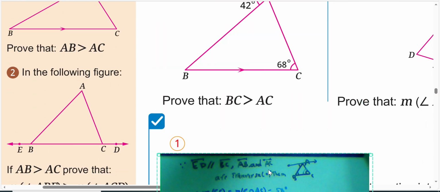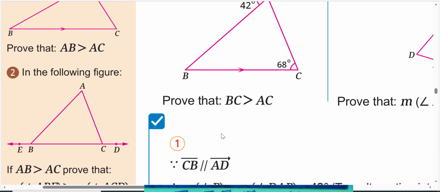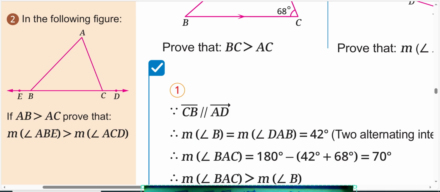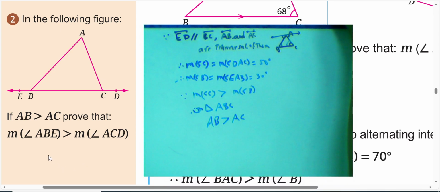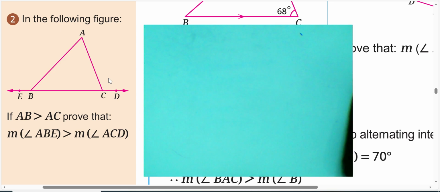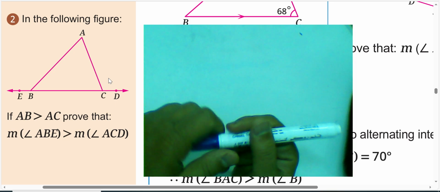Okay, look at question number 2 here. In the following figure, you want to prove that the measure of the exterior angle ABE is greater than angle ACD. We know the relation between two supplementary angles. We have two supplementary angles here. First, he gives me the relation between two sides.